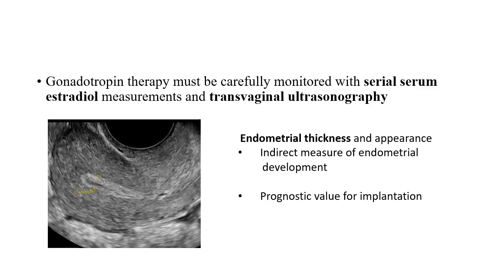So gonadotropin therapy can be monitored by using the serum level of estradiol and transvaginal ultrasound. Also the endometrial thickness is a very important indirect measure of endometrial development, and it helps us to prognosticate implantation. For example, if the endometrium is thick, it will show that adequate estrogen is produced by the developing follicles.